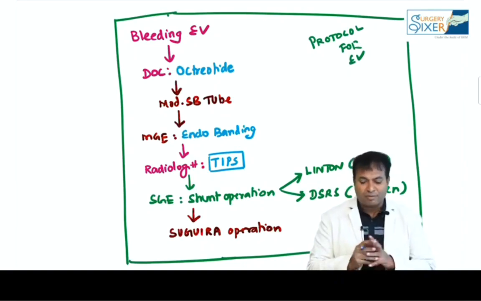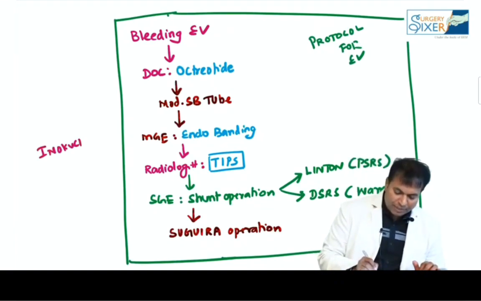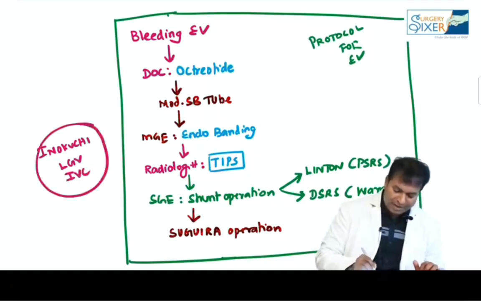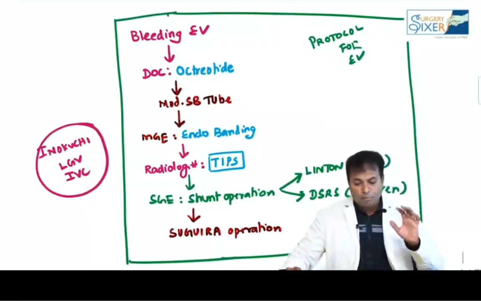And what is Inokuchi shunt? Inokuchi is a shunt between the left gastric vein and IVC. It is known as Inokuchi shunt. So please don't forget this protocol for bleeding esophageal varices.